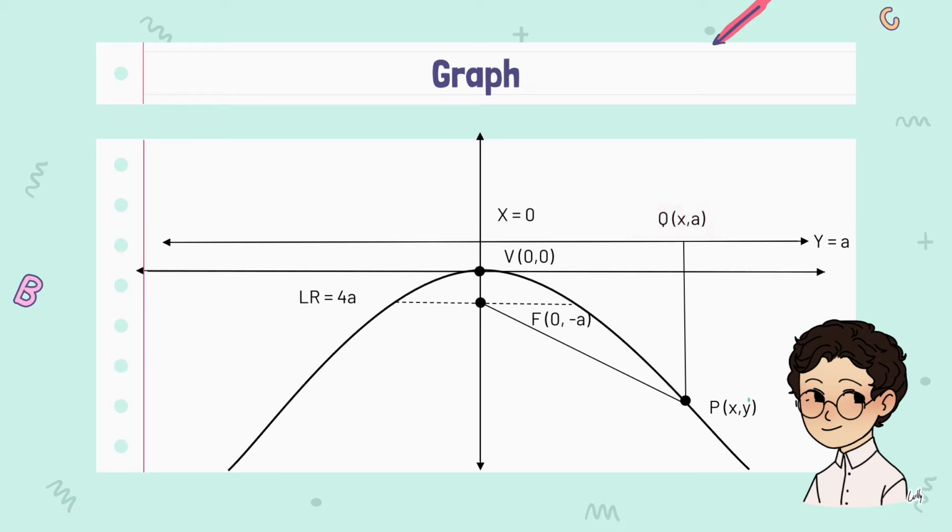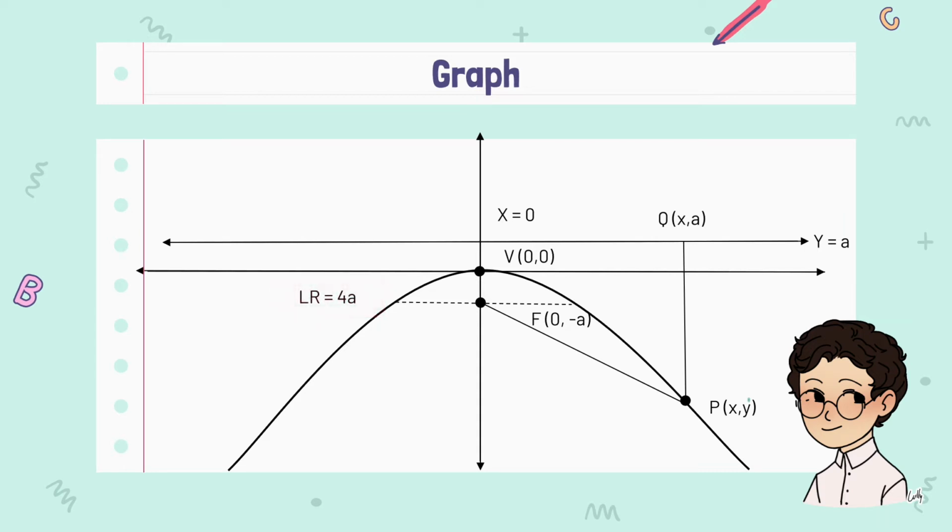Based on the definition of the parabola we recalled earlier, the distance from point P to the focus is the same as the distance from point P to point Q at the directrix. Other parts of the parabola found on the graph are the axis of symmetry, which is x = 0, and the latus rectum, which is a line segment passing through the focus with a length of 4a.